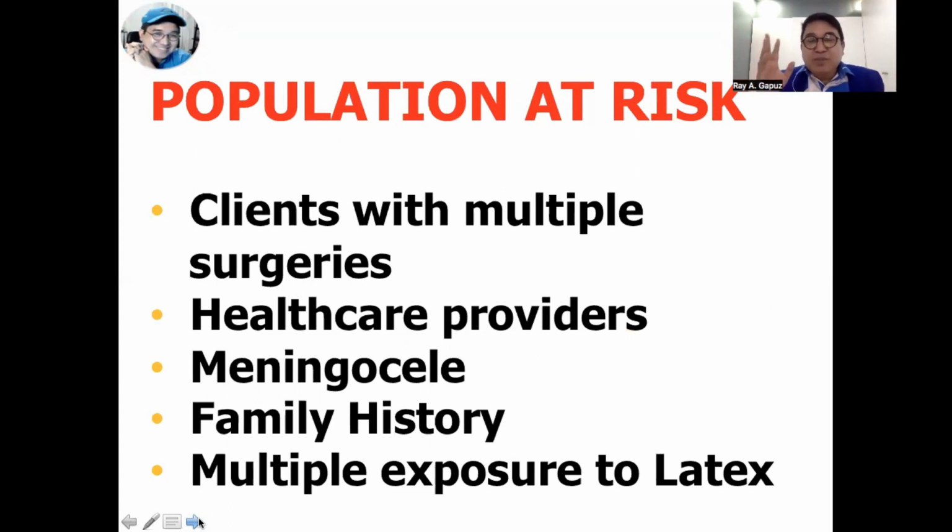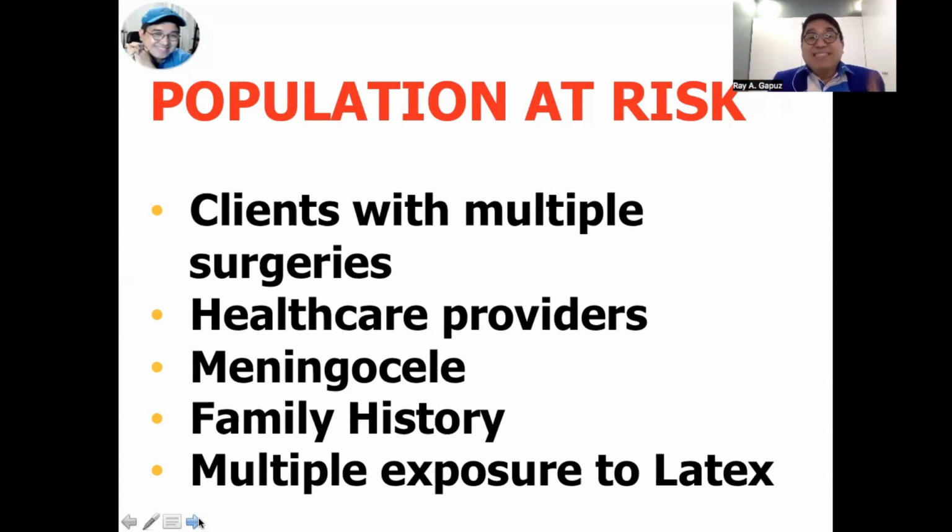Okay, babies with spina bifida or meningocele or myelomeningocele, because these babies would have to undergo multiple surgeries as they grow up. Because more often than not, myelomeningocele after the closure could potentially lead to hydrocephalus. And after hydrocephalus, usually they will need to be operated on for the insertion of a ventricular peritoneal shunt. So that will make them more at risk to latex exposure in the future. Family history, and then of course, multiple exposure to latex.